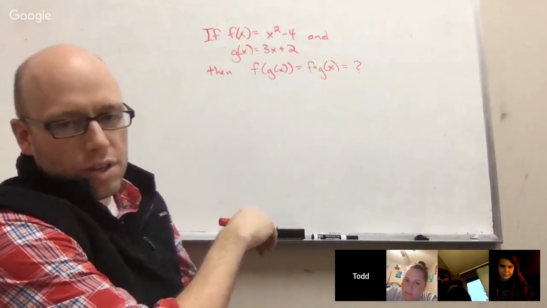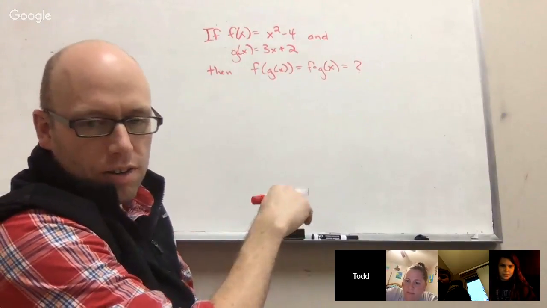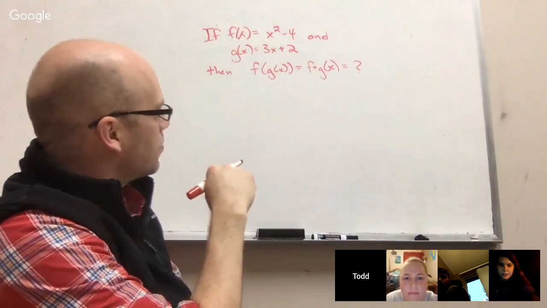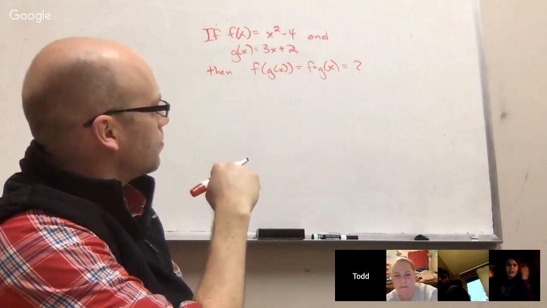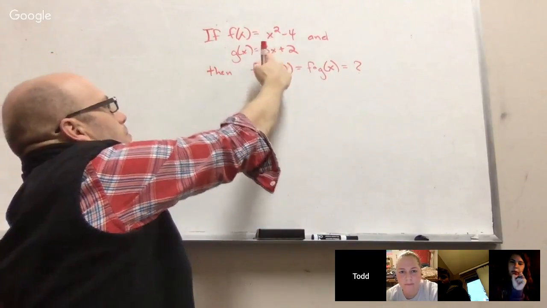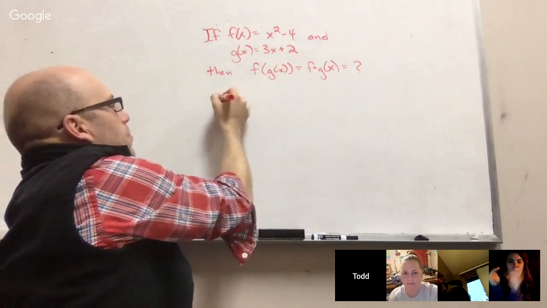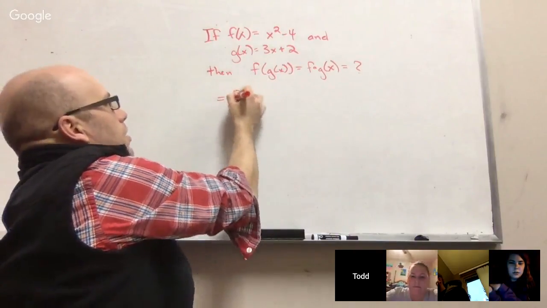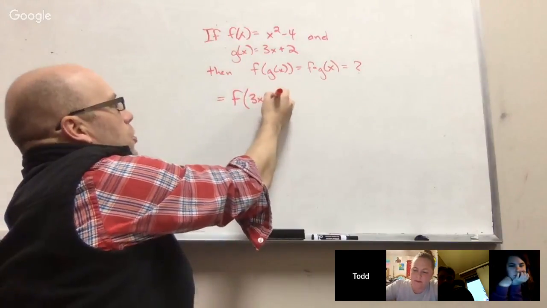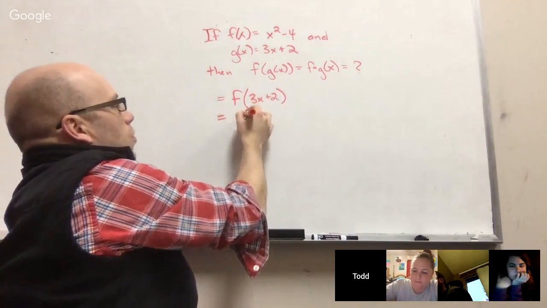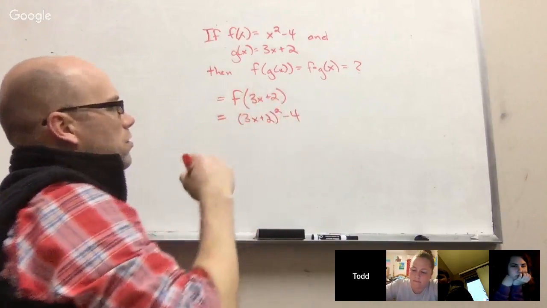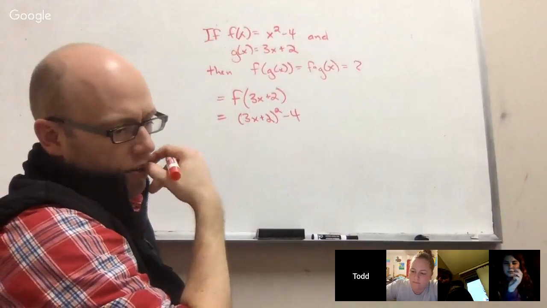So tell me what to do then, Alyssa. You want to lead us through it? So if f's going to be your outer one, every time you have an x in f of x, you have to put what g of x is. So where you have that x squared, you have to put 3x plus 2 in parentheses and then square it minus 4. Exactly. So we're just going to do f of 3x plus 2. So 3x plus 2 quantity squared minus 4? Yeah.